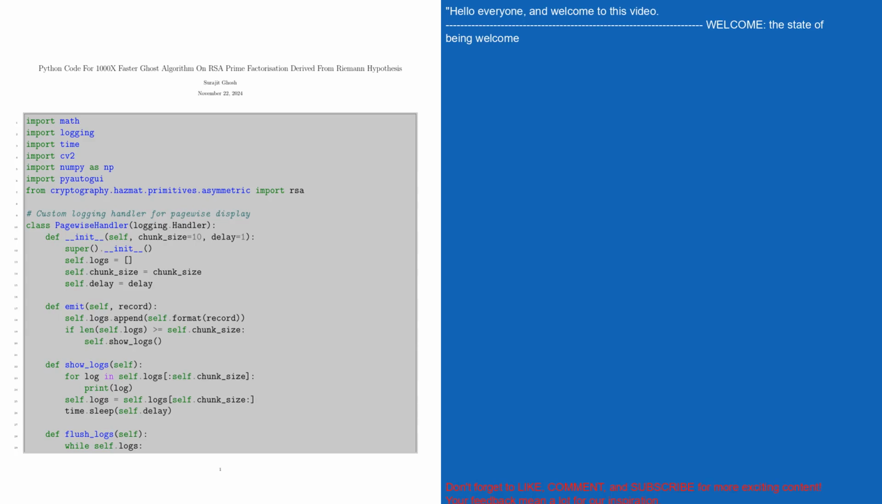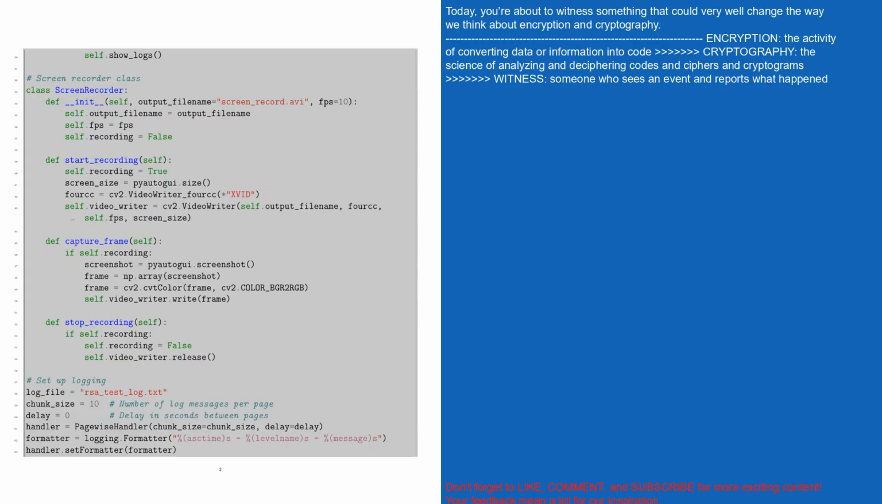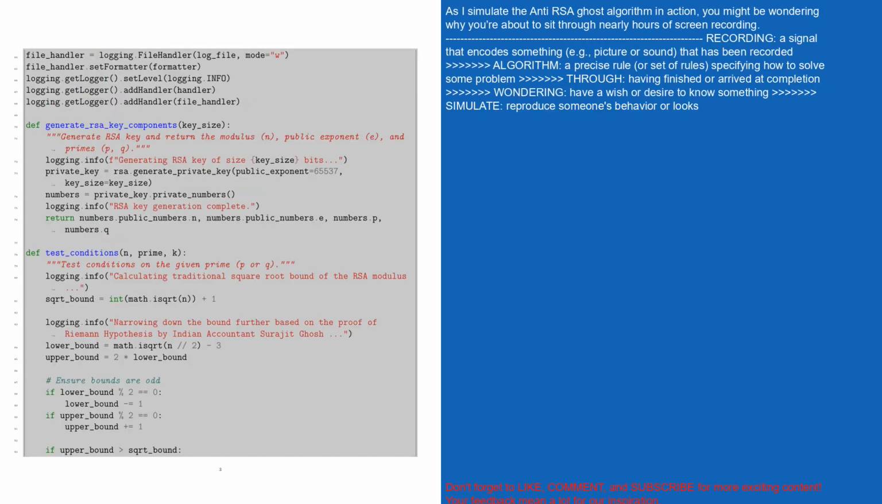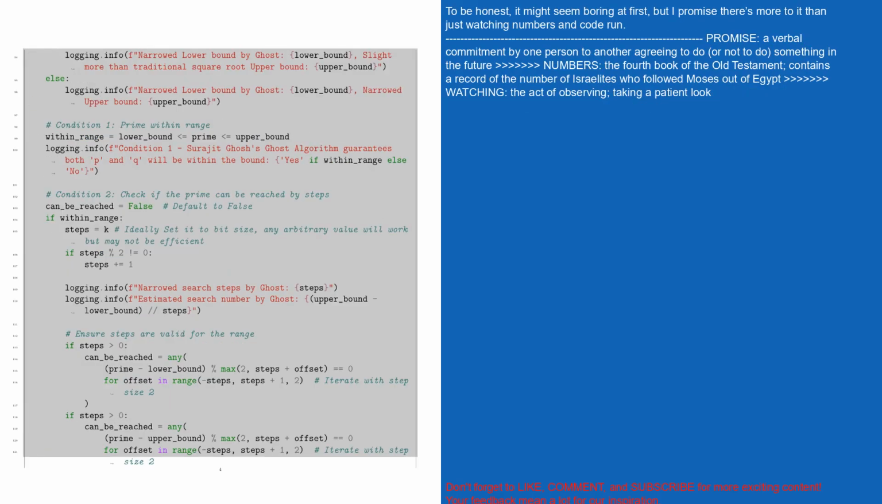Imagine you're stepping into the fascinating world where cryptography meets advanced mathematics and innovation. This script is your guide, blending technology and theory to explore the hidden patterns within RSA keys and their prime factors, all through the lens of Surajit Ghosh's proposed mathematical insights inspired by the Riemann hypothesis.